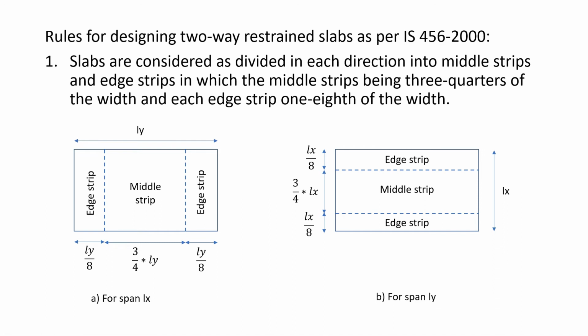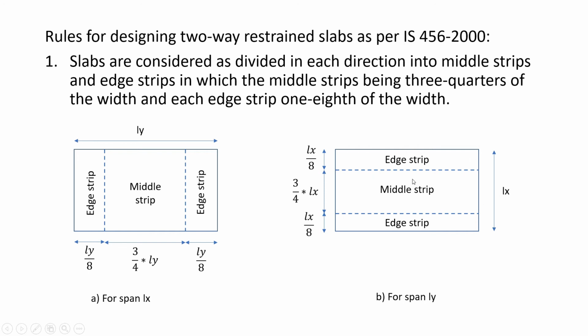Now, in order to design the restrained two-way slabs, the IS code has suggested some rules. The first rule says that we will divide the slabs into edge and middle strips. For example, if I want to provide the reinforcement parallel to the shorter direction, that is Lx, I will divide the slab parallel to the shorter span into edge strip and middle strip. The width of the middle strip is 3 by 4 of Ly, and the width of the edge strip is Ly by 8.